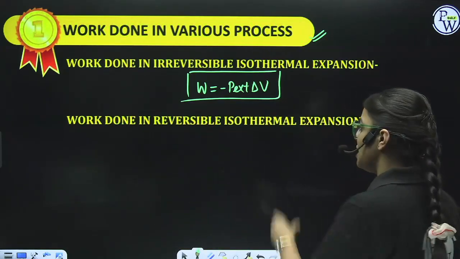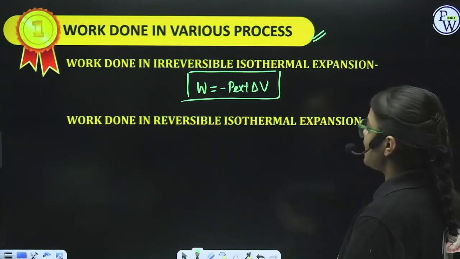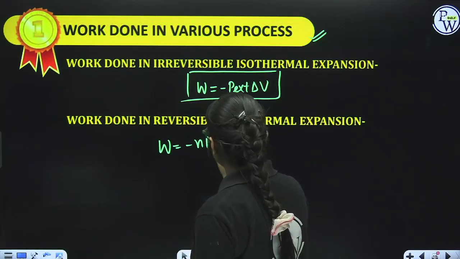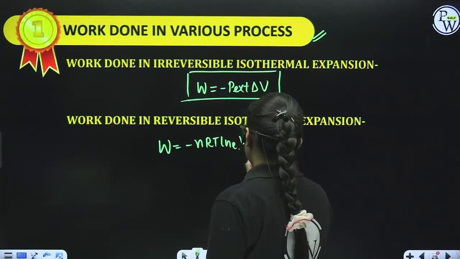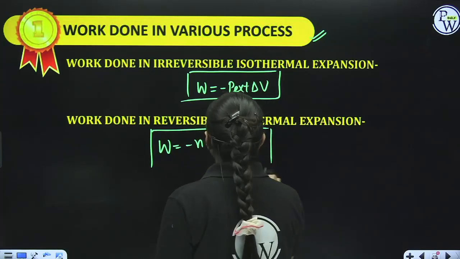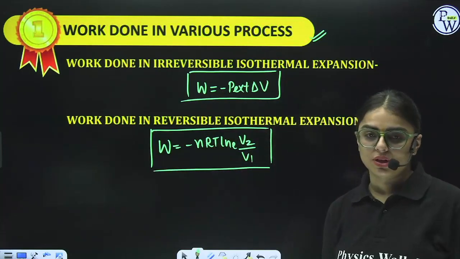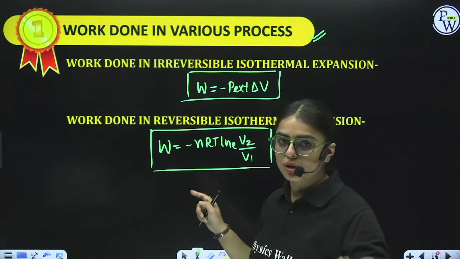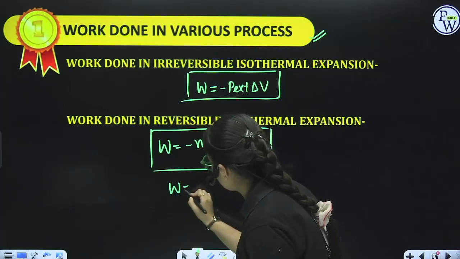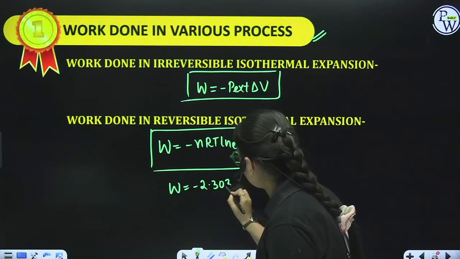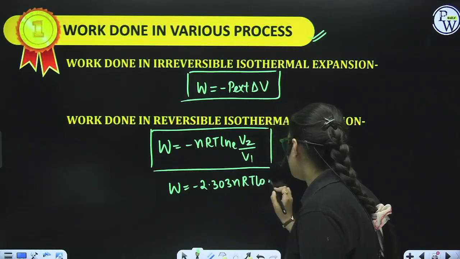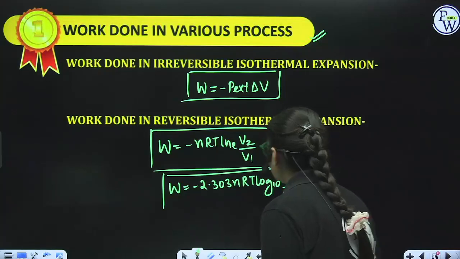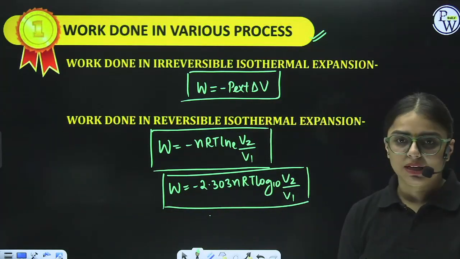Right, now comes work done in reversible isothermal expansion, when temperature is constant. For this, students, the work done formula is basically going to be minus nRT ln V2 by V1. This is going to be the formula for reversible isothermal expansion. Now, if you have to calculate it, you have to convert ln into log to the base 10. So basically that comes out to be minus 2.303 nRT log to the base 10 V2 by V1. This is going to be the formula of work done in reversible isothermal expansion.